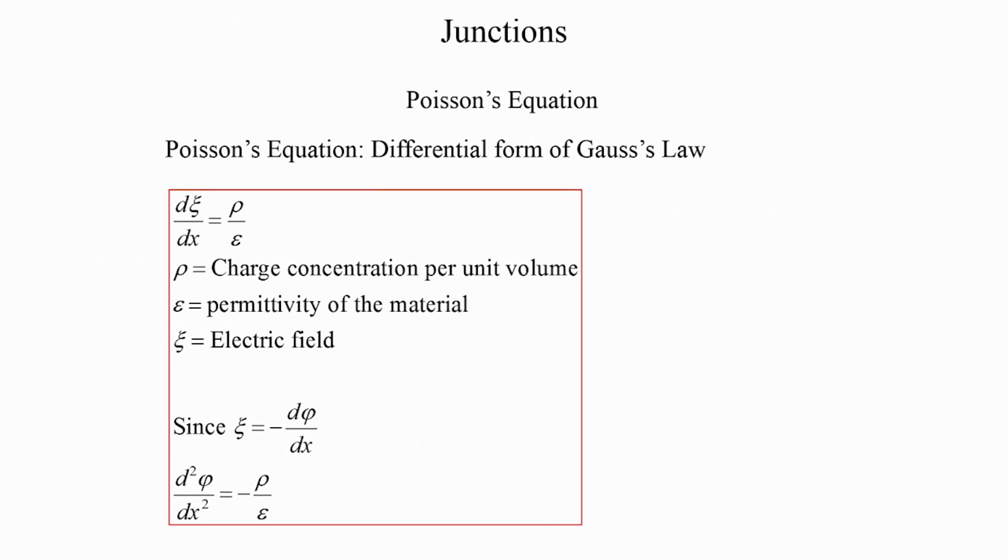So, the final point before we stop this overview of junctions and start looking at certain very specific junctions is to understand something called Poisson's equation. Now, we did draw all this band bending. Let us say it was a p-type and an n-type semiconductor. We said that the band bending would look like that.